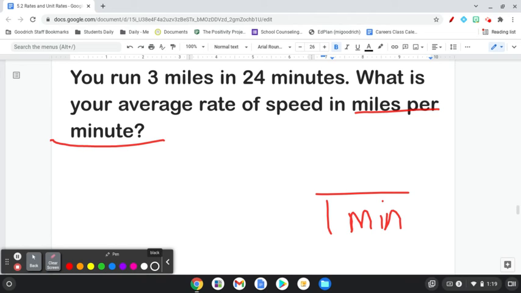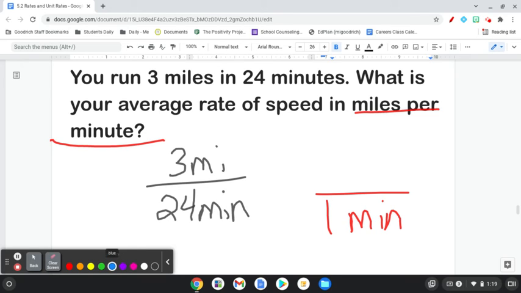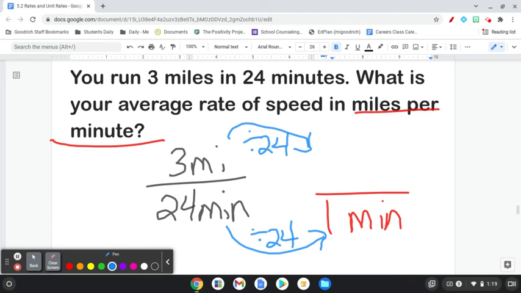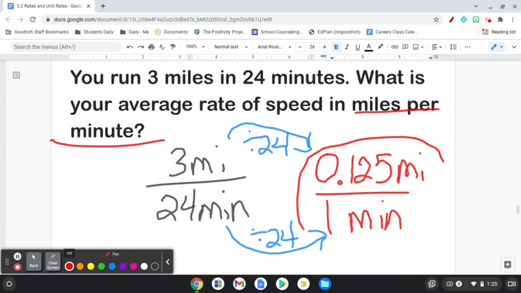All right, so we have 3 miles in 24 minutes, and we want to get down to 1 minute. So what we're going to do there is we're going to divide by 24 to get to 1 minute. But whatever you do to the bottom, you have to do to the top. So we're going to divide 3 by 24 as well. We're going to get the decimal of 0.125 miles. And that's our answer.